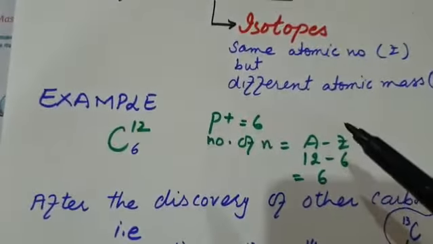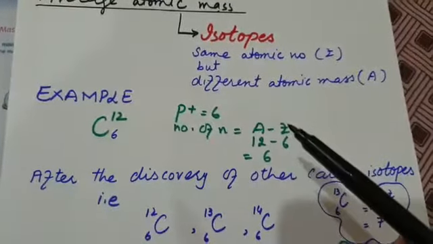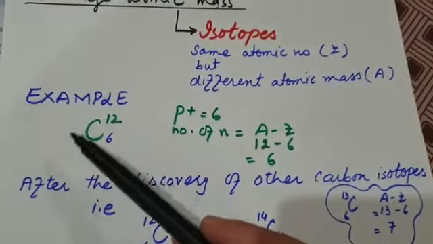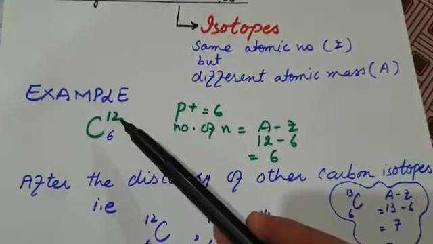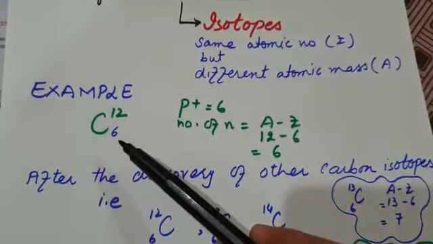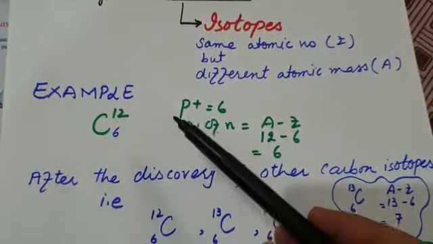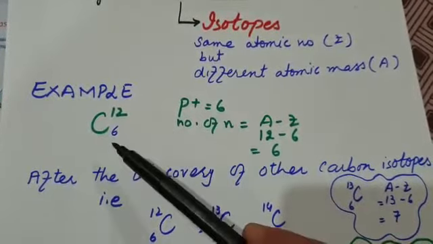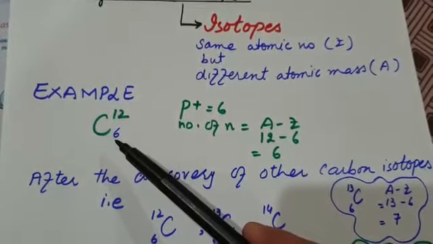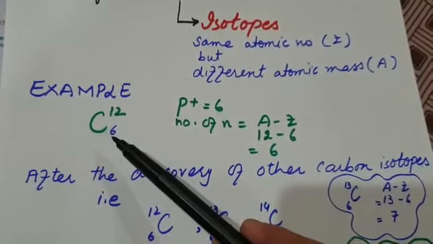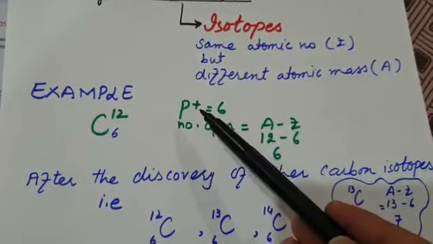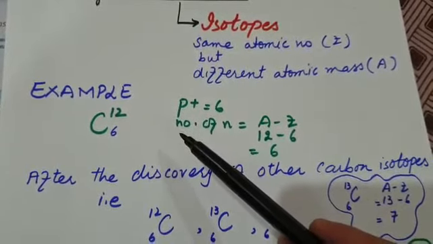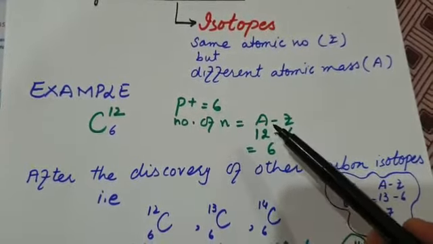For example, before the discovery of other isotopes of carbon, we represented carbon in this form, where 12 indicates the atomic mass and 6 is the atomic number. Here you can observe that the number of protons is 6, as you know very well that atomic number is the number of protons. And for the number of neutrons we have the formula A minus Z.